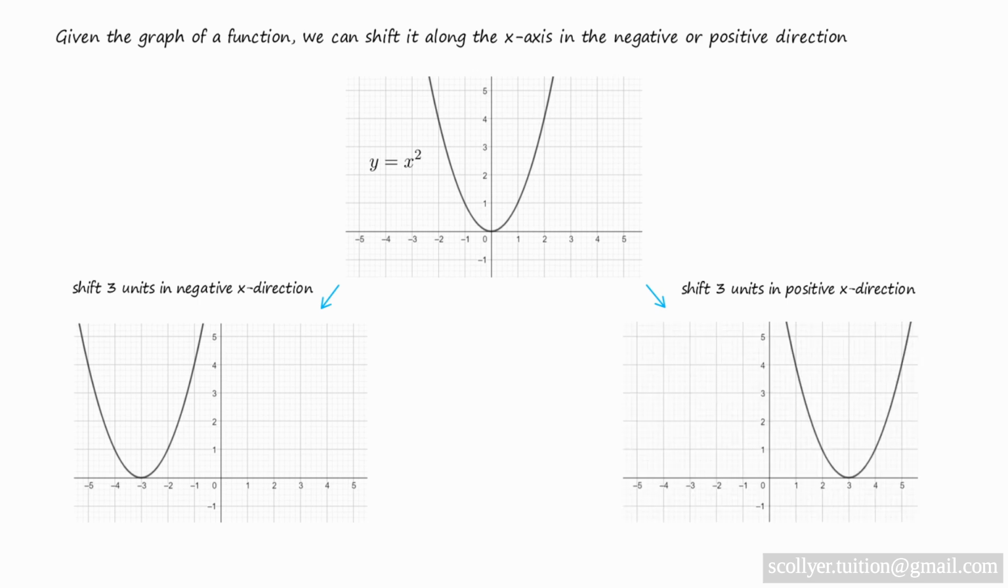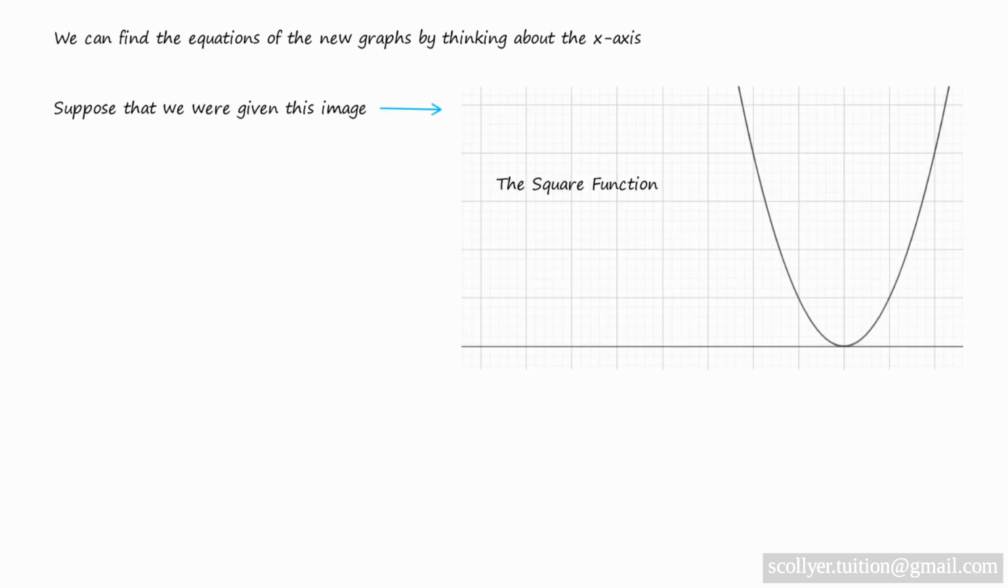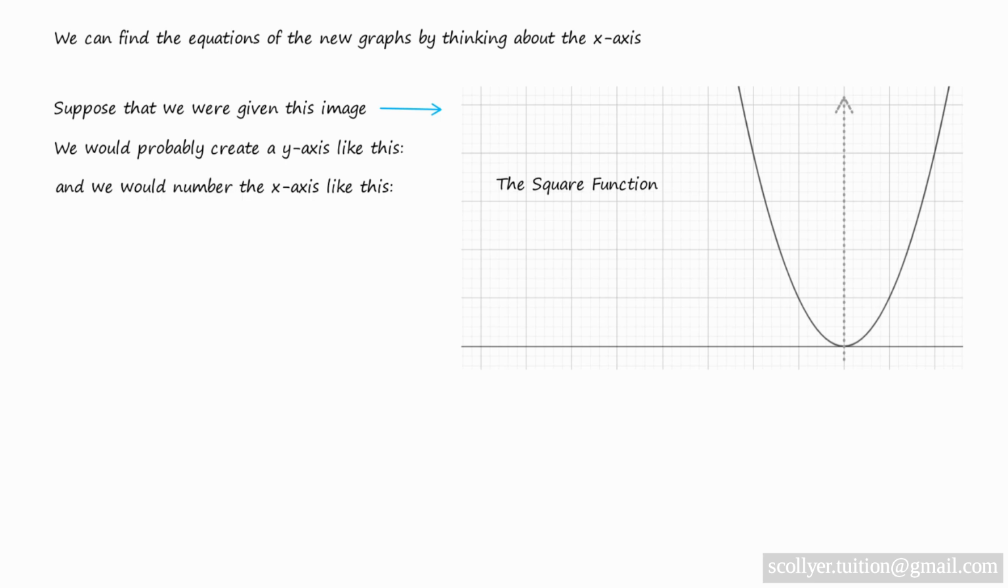And the question here is, how do we work out what the equations of the shifted graphs are? Because they are certainly not going to be defined by the formula y equals x squared anymore. Now, in fact, we can find the equations of the new graphs by thinking about what happens to the x-axis. Given an image like this, we would probably create a y-axis like this, because usually the minimum of the square function corresponds to the origin of our axis system.